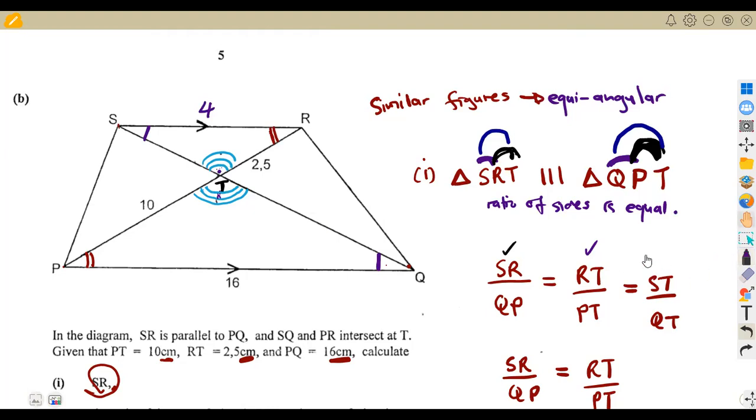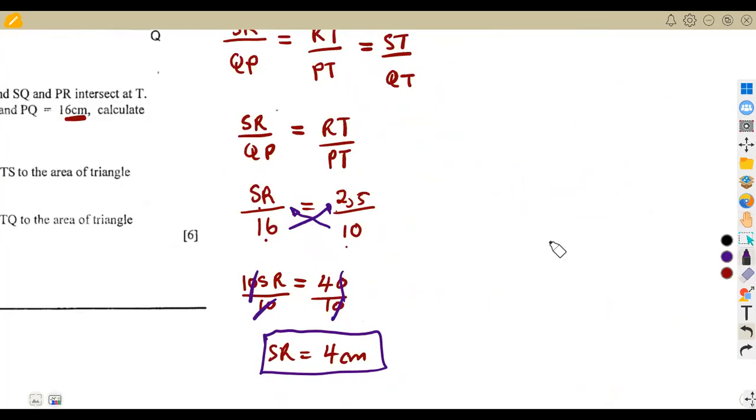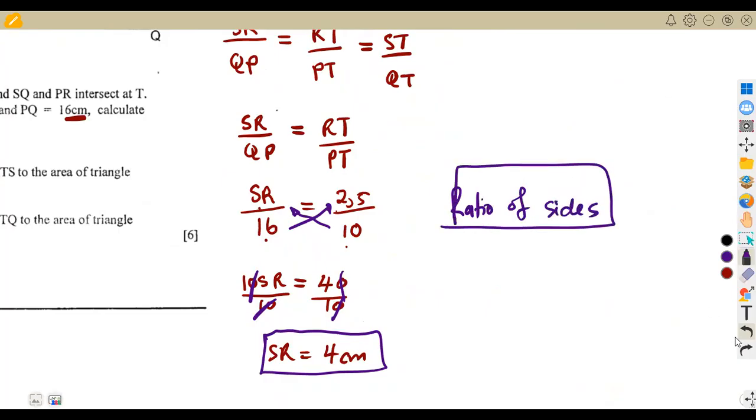So what I was trying to say is that if we are to substitute, we must have the same ratio. It means the ratio of sides, like I was saying, is the same. So if we are to check this from our ratio of sides concept, let us check. The first one here is a ratio of sides, RT over PT. That is the ratio of sides.